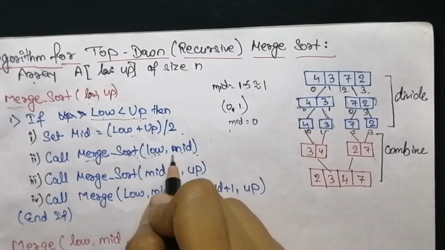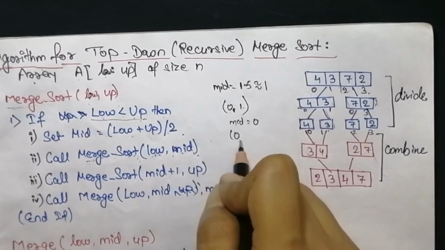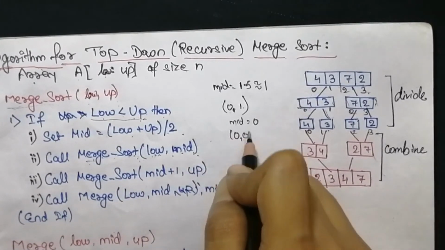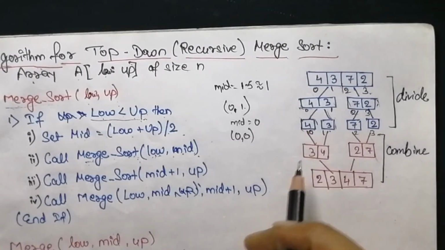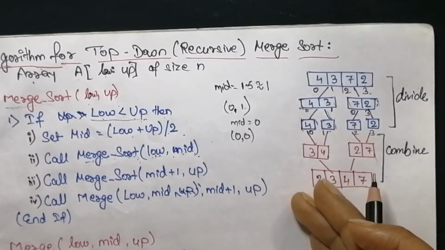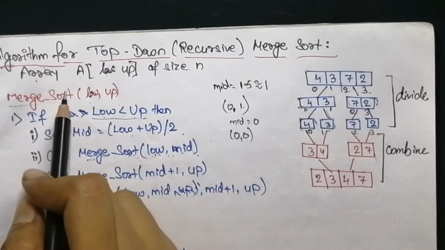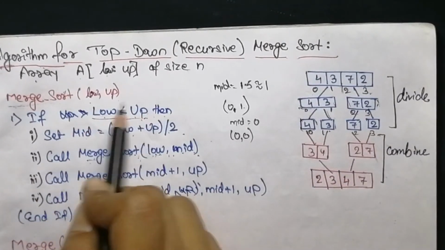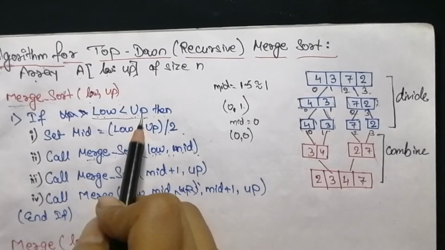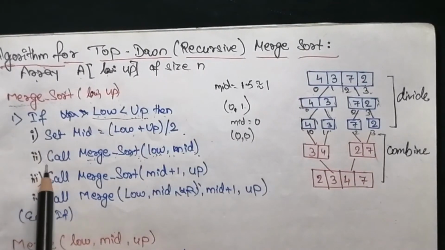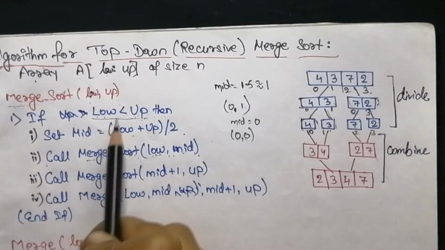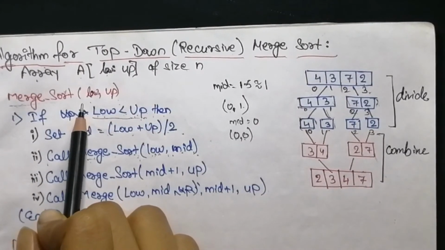So now again the function will be called with lower bound 0 and the middle index will also be 0, as this list contains only one element. So whatever is the lower bound, the same is the upper bound, right? So when the same function is called, again this condition will be checked: if low is less than up, but here low is equal to up. So now these steps will not be executed, right, as we couldn't satisfy this condition.